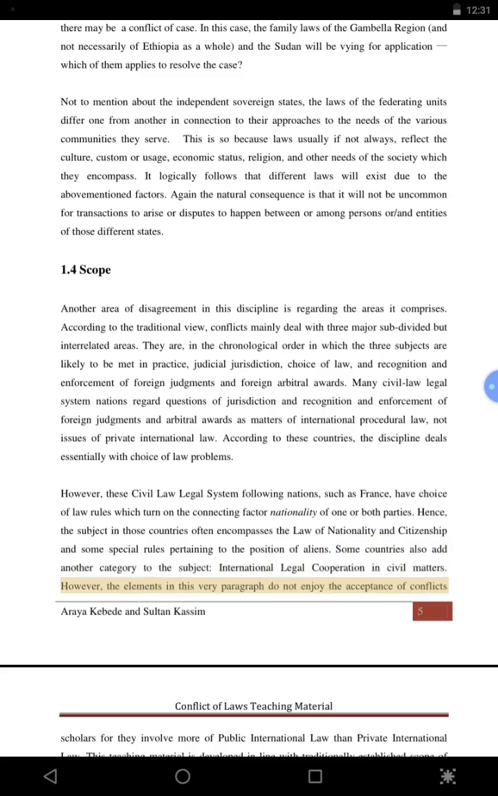However, the elements in this very paragraph do not enjoy the acceptance of conflicts.